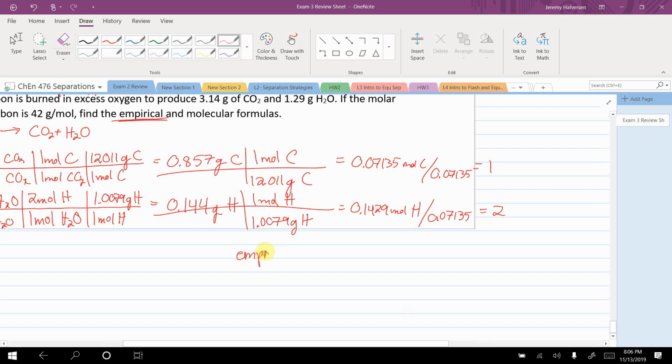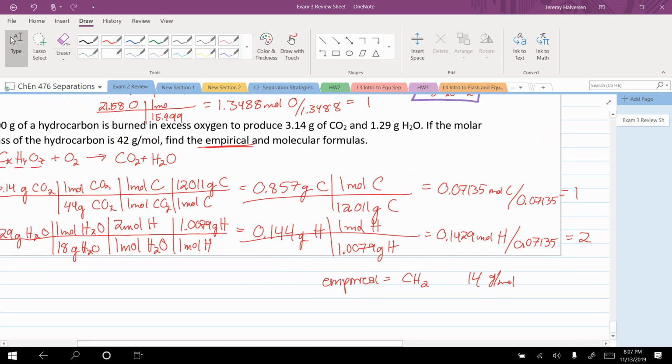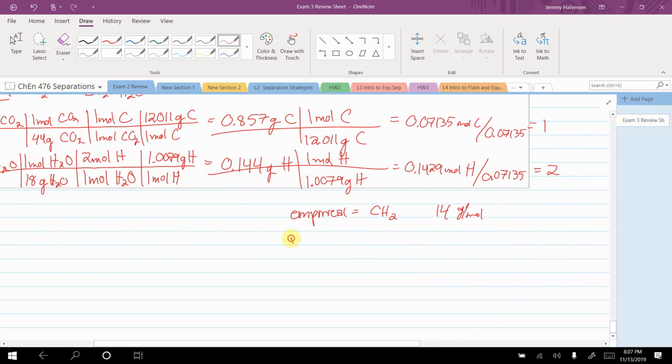And then molecular. Well, the molar mass of this guy is 14 grams per mole. My actual thing is 42, so I do 42 divided by 14, and I get 3. So what's my molecular? C3H6. What is that? It's either propene, so a propane, but it has a double bond, so it loses 2 hydrogens, or it could be a cyclopropane. But anyway, that's all.